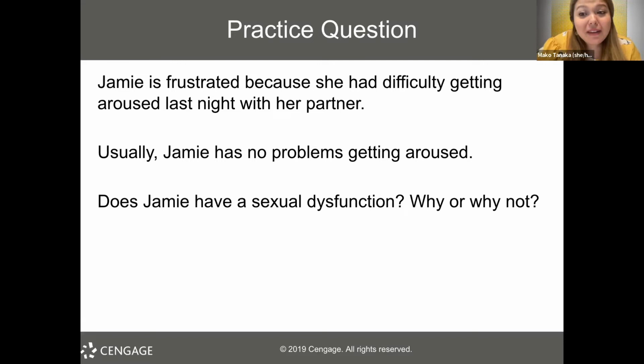So probably not, right? And that's because of the information that we just talked about. Sexual difficulties happen. They happen to most people. And they happened last night to this theoretical person, Jamie. That doesn't necessarily indicate that a person has a sexual dysfunction, unless there's evidence that someone has been significantly impaired or distressed by this, and for a long period of time, more than just one night, it wouldn't be relevant to give this diagnosis.